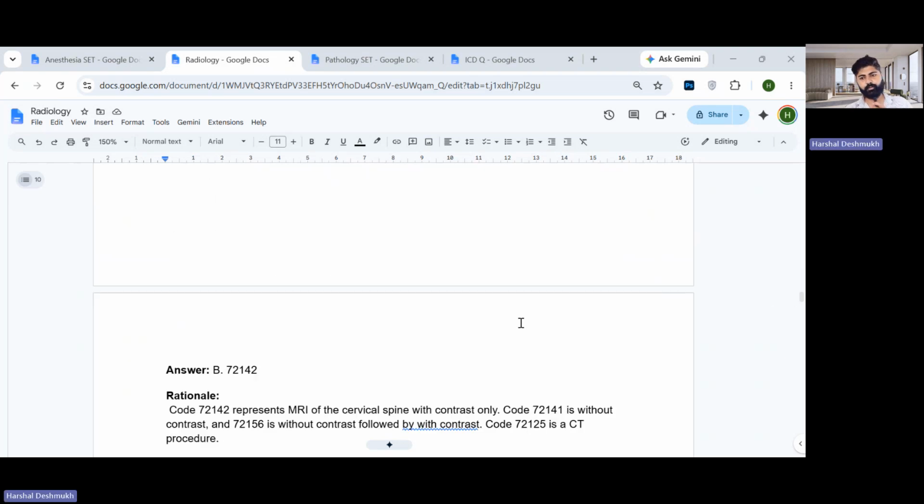Option B, 72142, is the right answer to this question. I'm sorry if you have not got the answer. I don't generally do that; I make sure I tell you guys to pause the video because I'm going to say the answer. All right, 72142 represents MRI of the cervical spine with contrast only. Therefore, you have got exactly what we are looking for in this question.